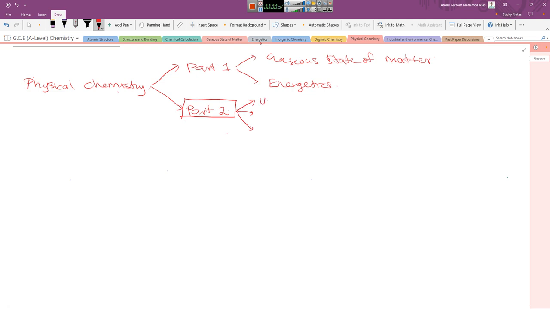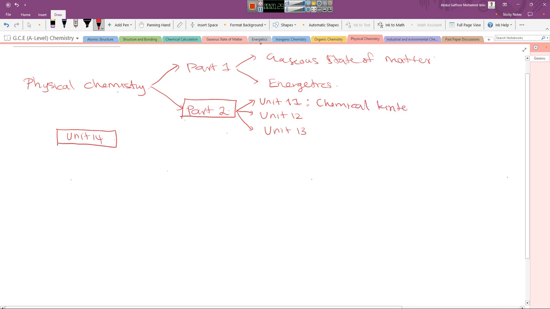So here we will study unit 11, unit 12 and unit 13, and we have one more remaining unit, that is unit 14, that will be industrial and environmental chemistry, right? So we will study that finally. Now we will study the 11th, 12th and 13th units. The name of the 11th unit will be chemical kinetics, and then unit 12 will be chemical equilibrium, and finally unit 13 will be electrochemistry.